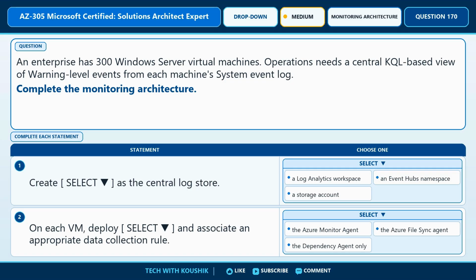Create the blank as the central log store. Select from a log analytics workspace, an event hub's namespace, or a storage account. Statement 2. On each VM, deploy the blank and associate an appropriate data collection rule. Select from the Azure Monitor Agent, the Azure File Sync Agent, or the Dependency Agent only.